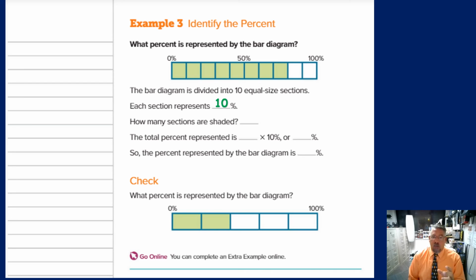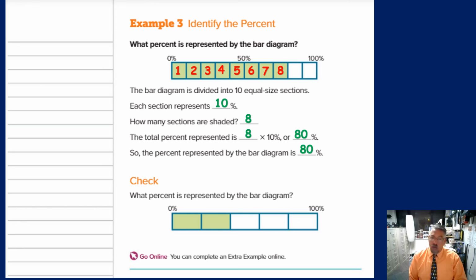Well, how many sections are shaded? So when I count going across the top, I find out that I have 1, 2, 3, 4, 5, 6, 7. Well, there's 8 of them. So I have 8 boxes that are shaded in. Therefore, what is that total percent? Well, I know that each one is worth 10%, which is what they show you there, and I have 8 of them. So 8 times 10 gives me 80%. So the percent that's represented in that diagram is 80%.